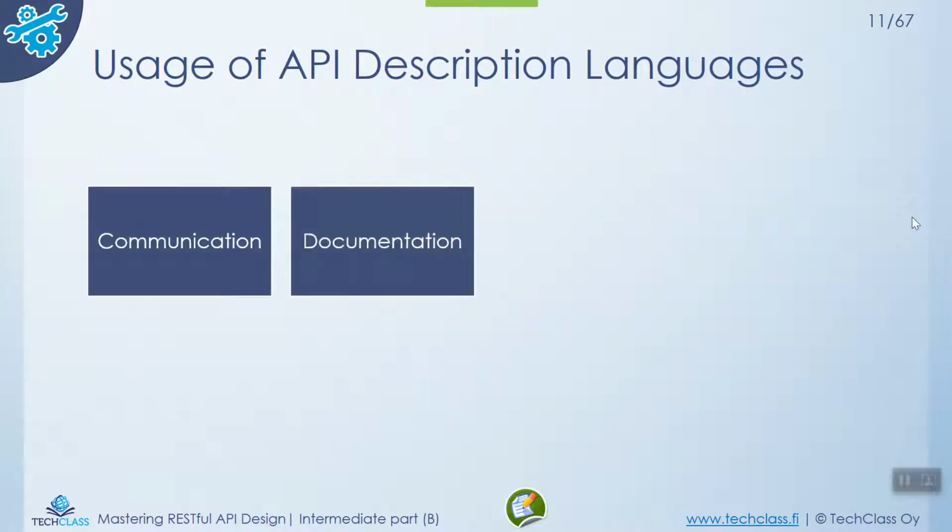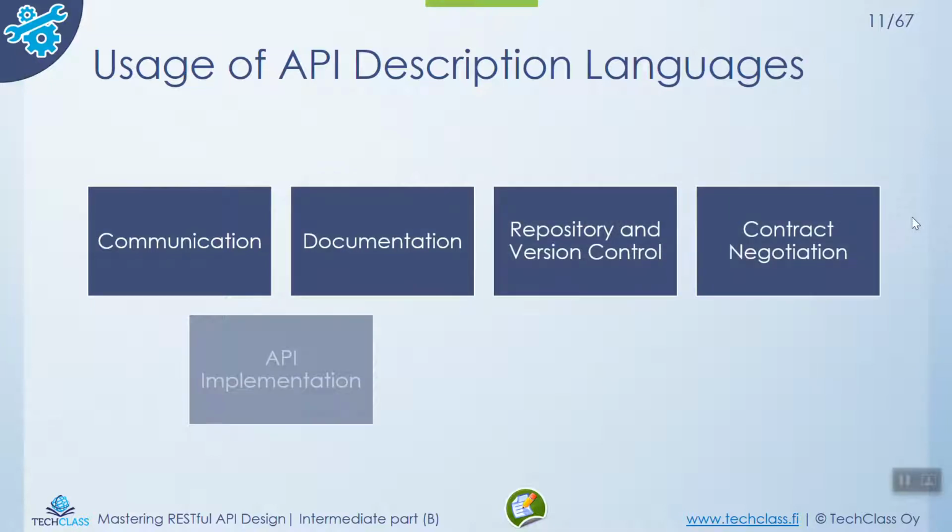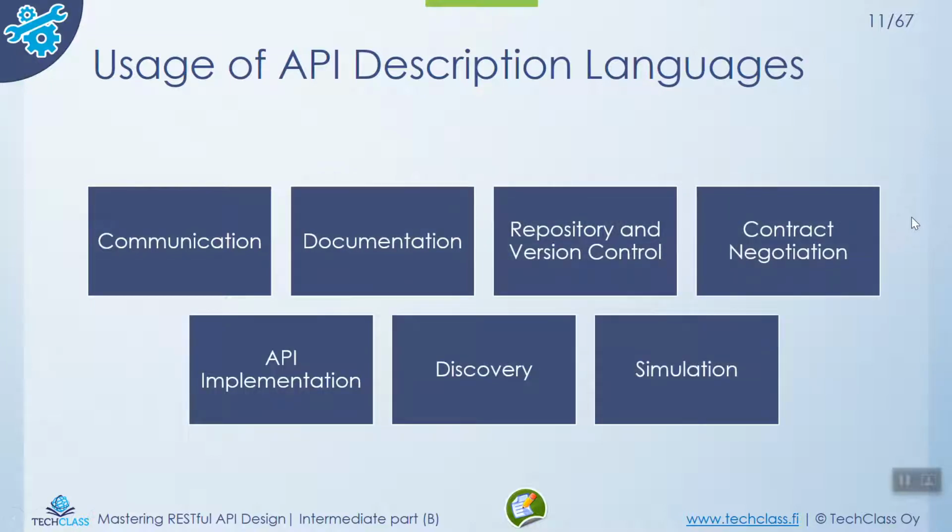Now let's see what is the usage of API description languages. So we have communication, documentation, repository and version control, content, contract negotiation, API implementation, discovery and simulation, which one by one we're going to explain and talk about.